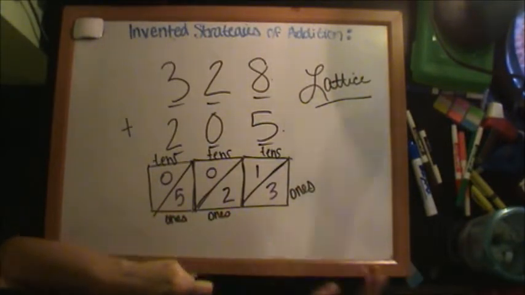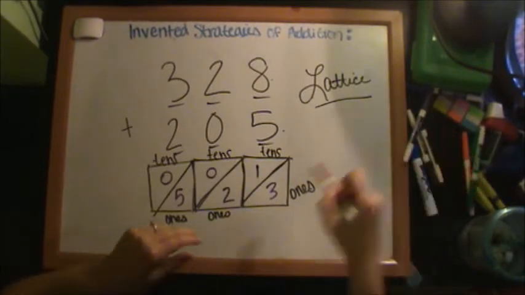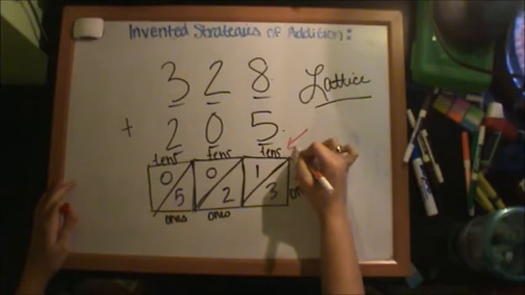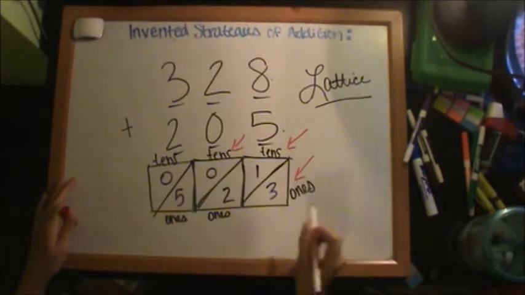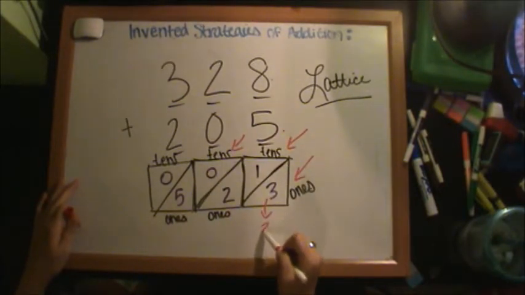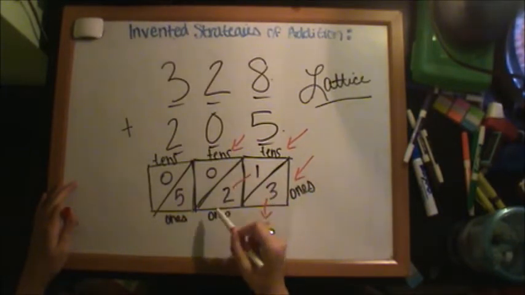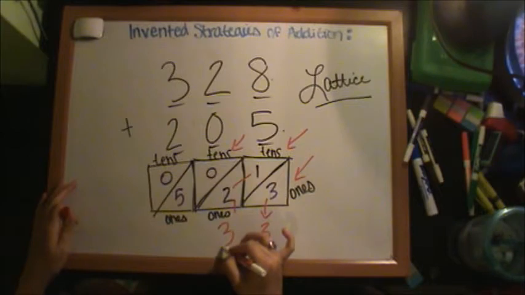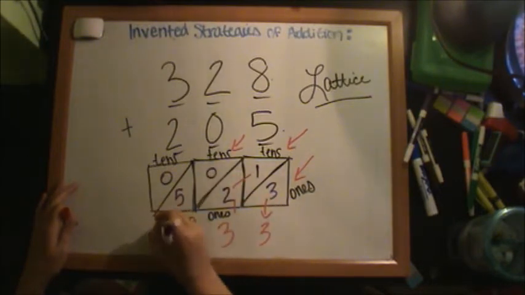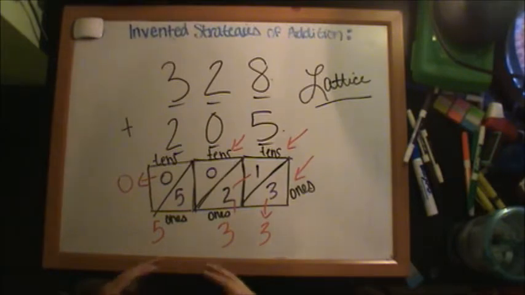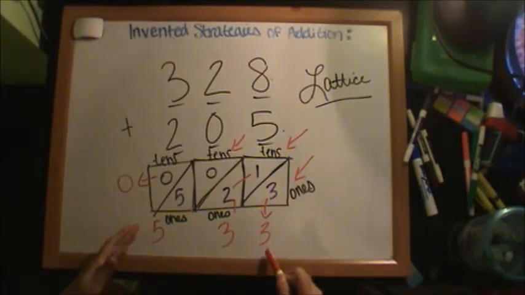So, all you have to do, you're going to add diagonally down these little diagonal rows. So, this 3 pops out the bottom because we don't have anything to add to it. This 1 plus the 2, that gives me 3 down here. 0 plus 5, that gives me 5, and this 0 just pops out the side. So my answer is 533.